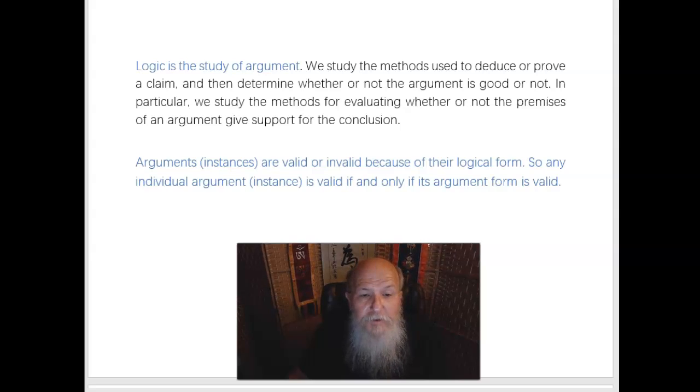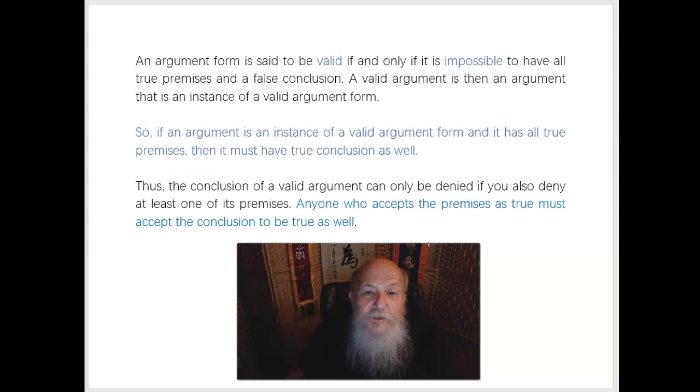In particular, we study the methods for evaluating whether or not the premises of an argument give support for the conclusion. Arguments, by that I mean instances of arguments, are valid or invalid just because of their logical form. So any individual argument instance is valid if and only if its form is valid. We then learn that an argument form is said to be valid if and only if it's impossible to have all true premises and a false conclusion.